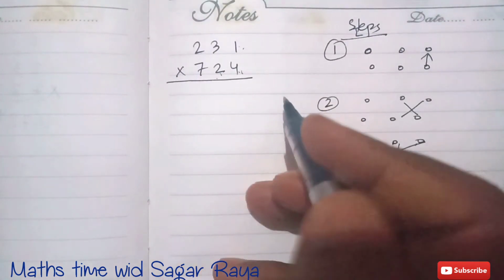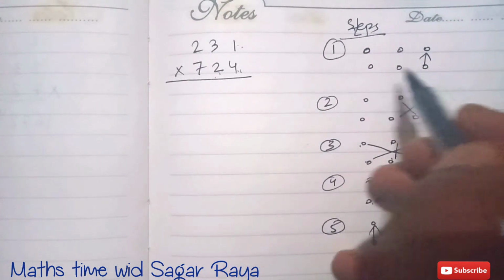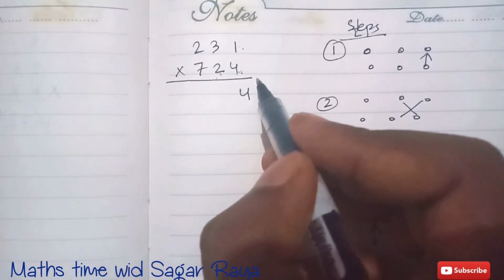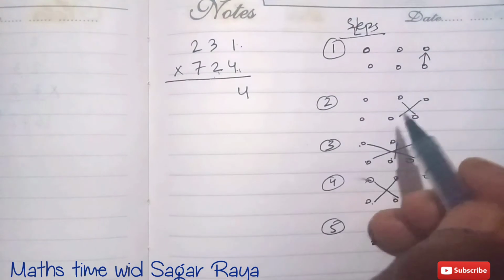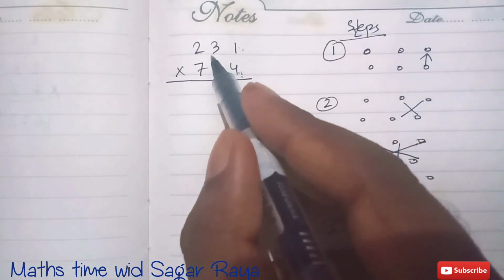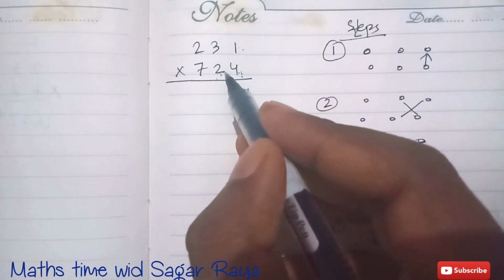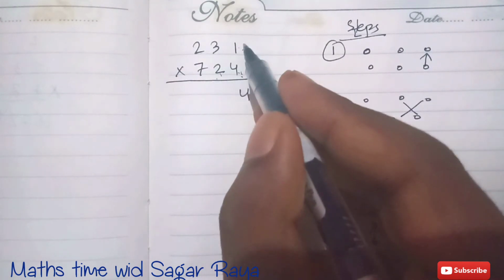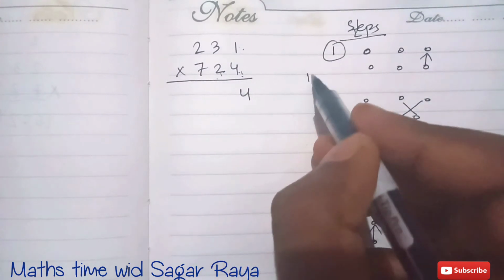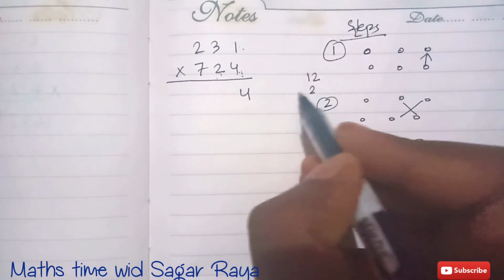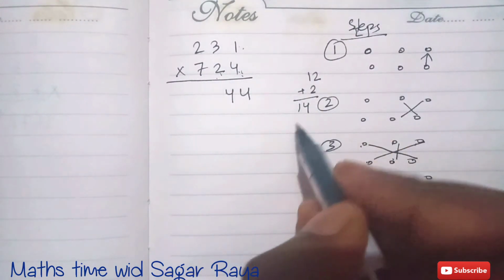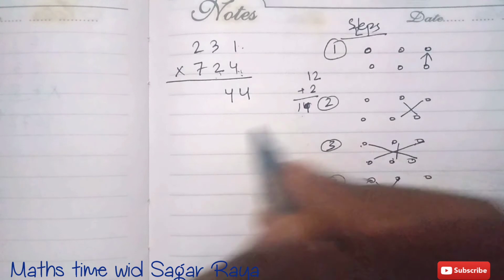Now let's start from the first step. In the first step you can write 4 ones are 4. Since there is no carry, no need to write a carry. In the second step we have to multiply and add. 4 3s are 12 and 2 ones are 2. So 12 plus 2 becomes 14. So write down 4 and carry 1.